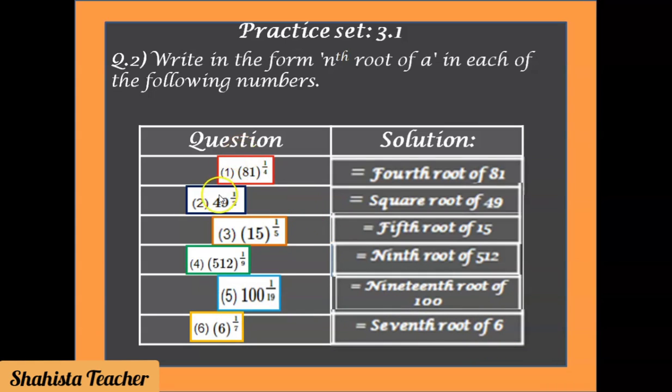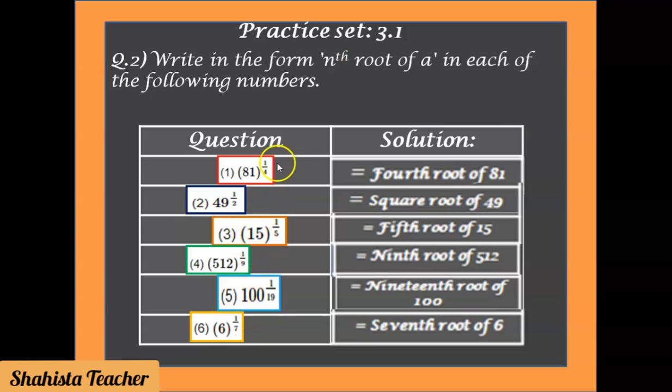So here 81, 49, 15, 512, 100 and 6, all these numbers are the base. And 1 upon 4, 1 upon 2, 1 upon 5, 1 upon 9, 1 upon 19 and 1 upon 7, all these numbers are index numbers. They are rational numbers.